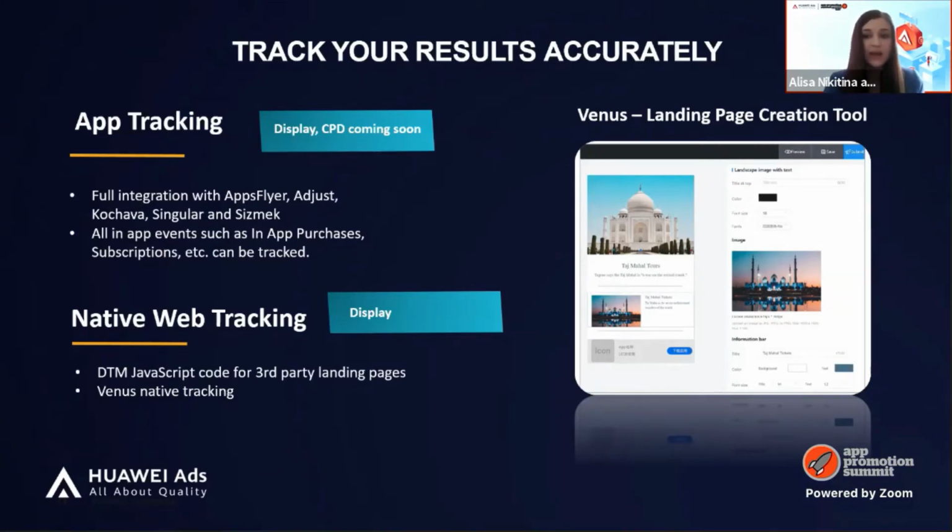So Huawei Ads provides a free landing page creation and optimization tool right in the interface of Huawei Ads. According to our data, once we tested this tool, the CTR goes up approximately 20% compared to if you are leading it directly to the asset.